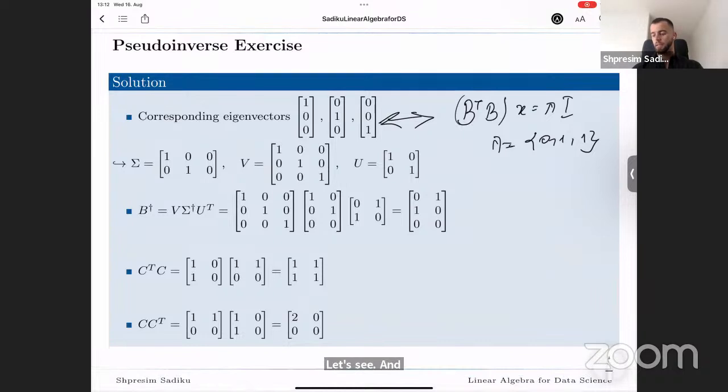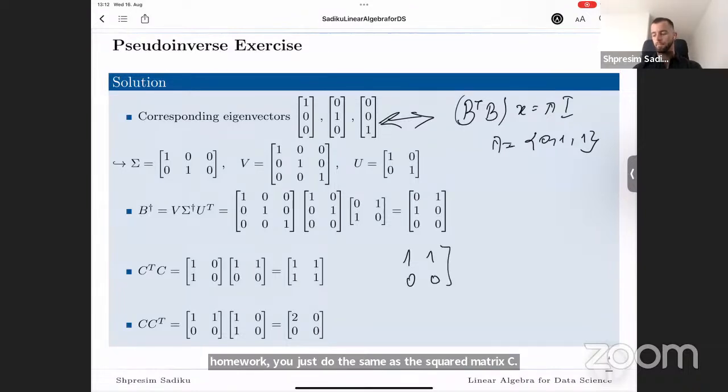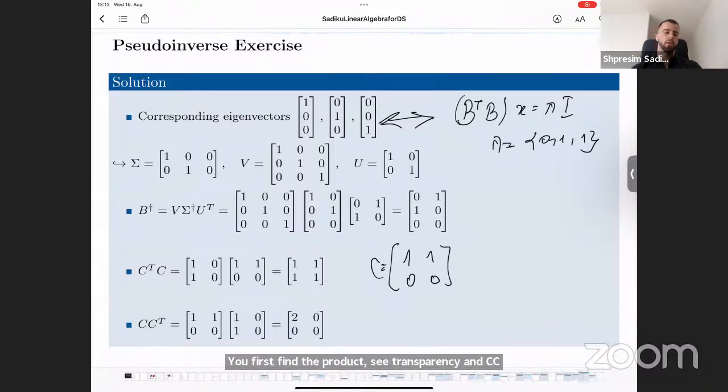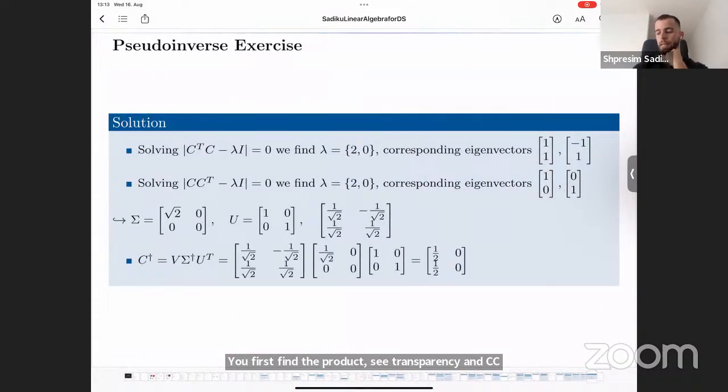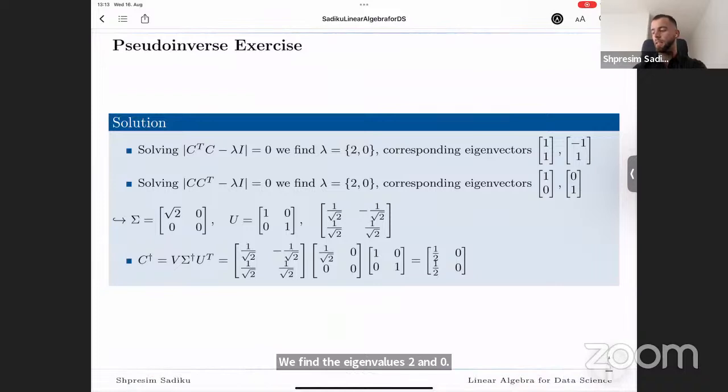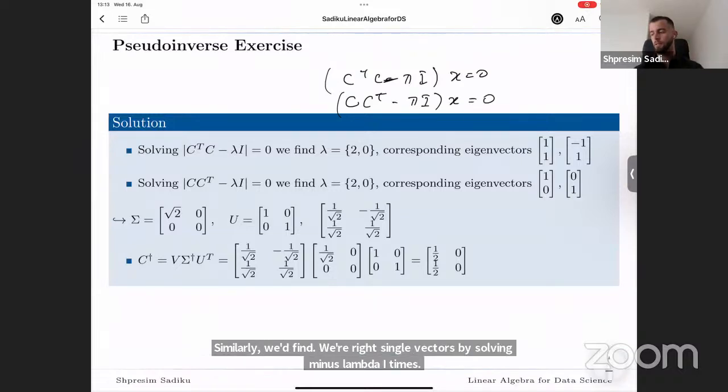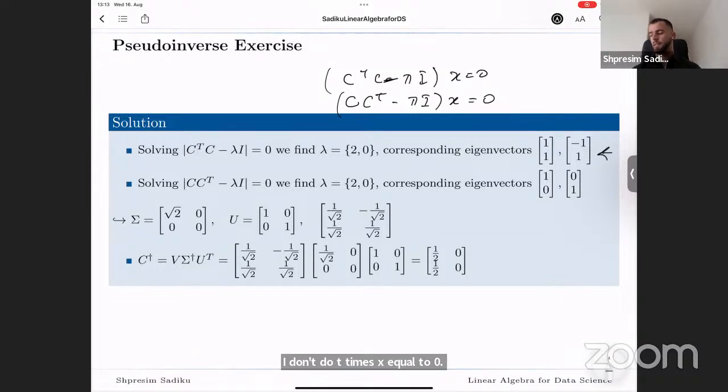In a similar way, you can take this as homework. You just do the same for the square matrix C. So C is a 2 by 2 matrix. You first find the products C transpose C and C C transpose, with which we then find the eigenvalues and eigenvectors. We set the determinant of C transpose C minus lambda times the identity to 0. We find the eigenvalues 2 and 0. And similarly, we find the eigenvectors by solving these systems of linear equations. Similarly, we find the right singular vectors by solving C transpose minus lambda I times x equal to 0. So we find the left singular vectors and the right singular vectors.